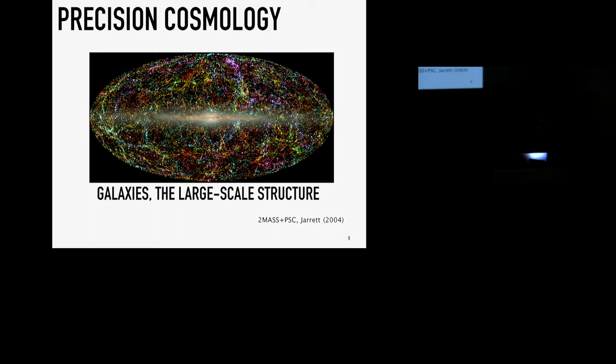We need to look at how the universe grew gravitationally, through the gravitational force, to form the galaxies that we see today: the large scale structure. Each point in this map is a galaxy from a somewhat old survey now, 2MASS. By mapping this structure, we can understand the competition between dark matter, dark energy, and the competition between gravity and expansion, and know a little bit more about these components.